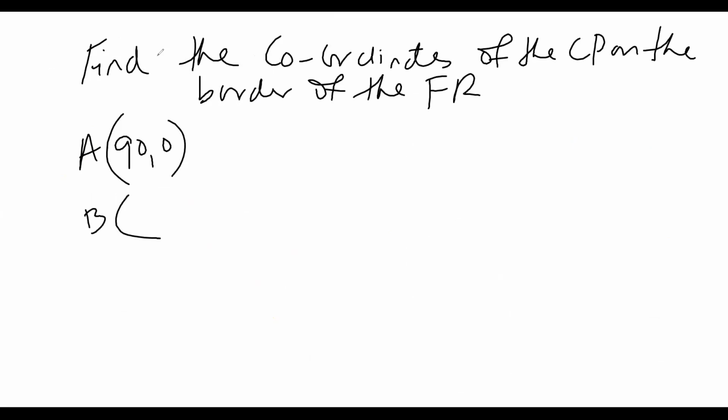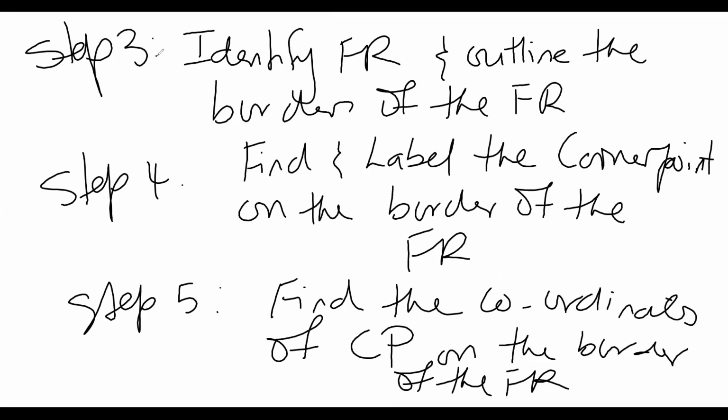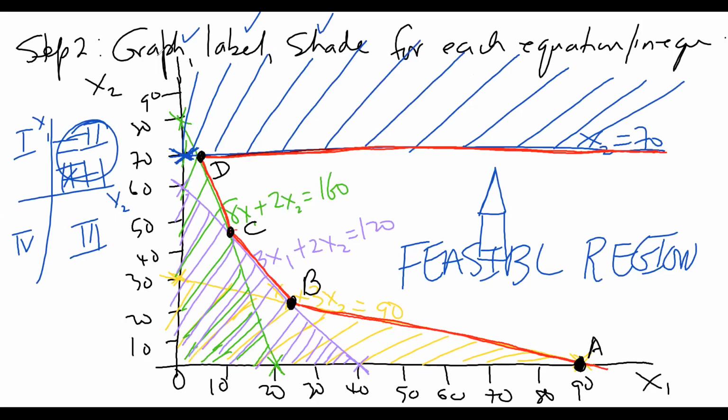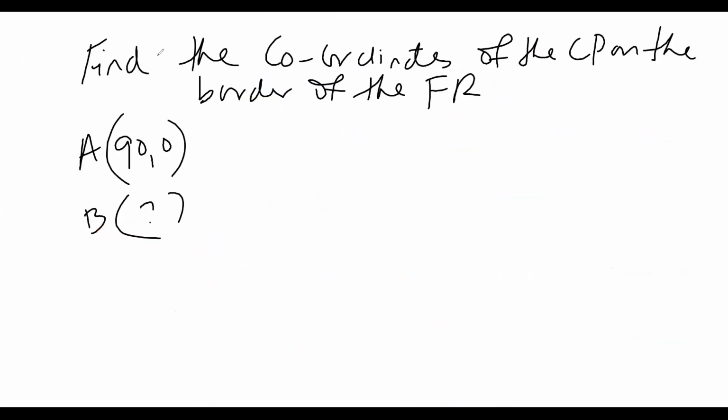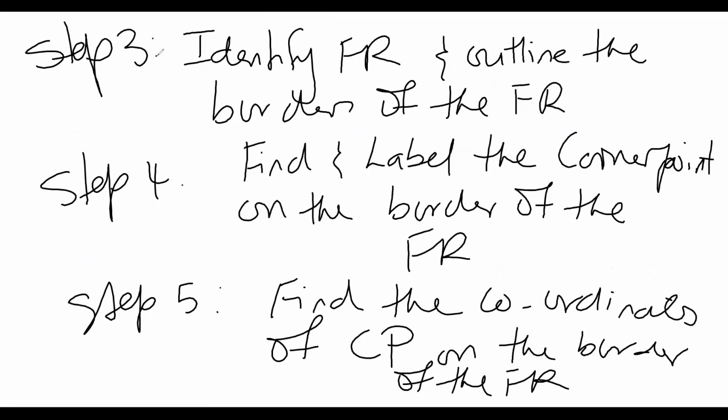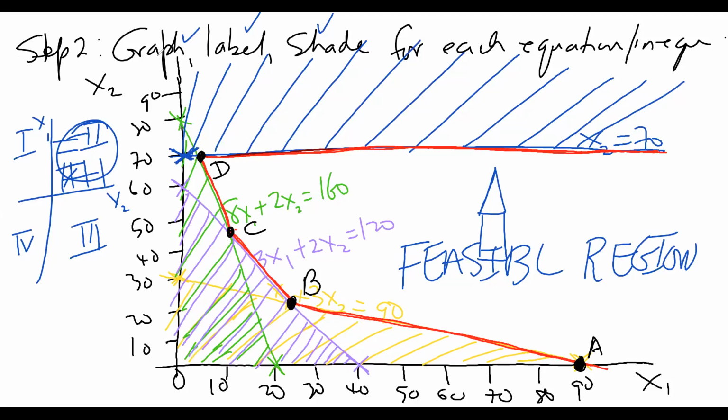What are the coordinates of corner point B? You're not sure because it's intersecting at a point that is not exactly at the scaling. So you put a question sign there and you move on. What about corner point C? It's the same thing. You put a question sign and you move on.